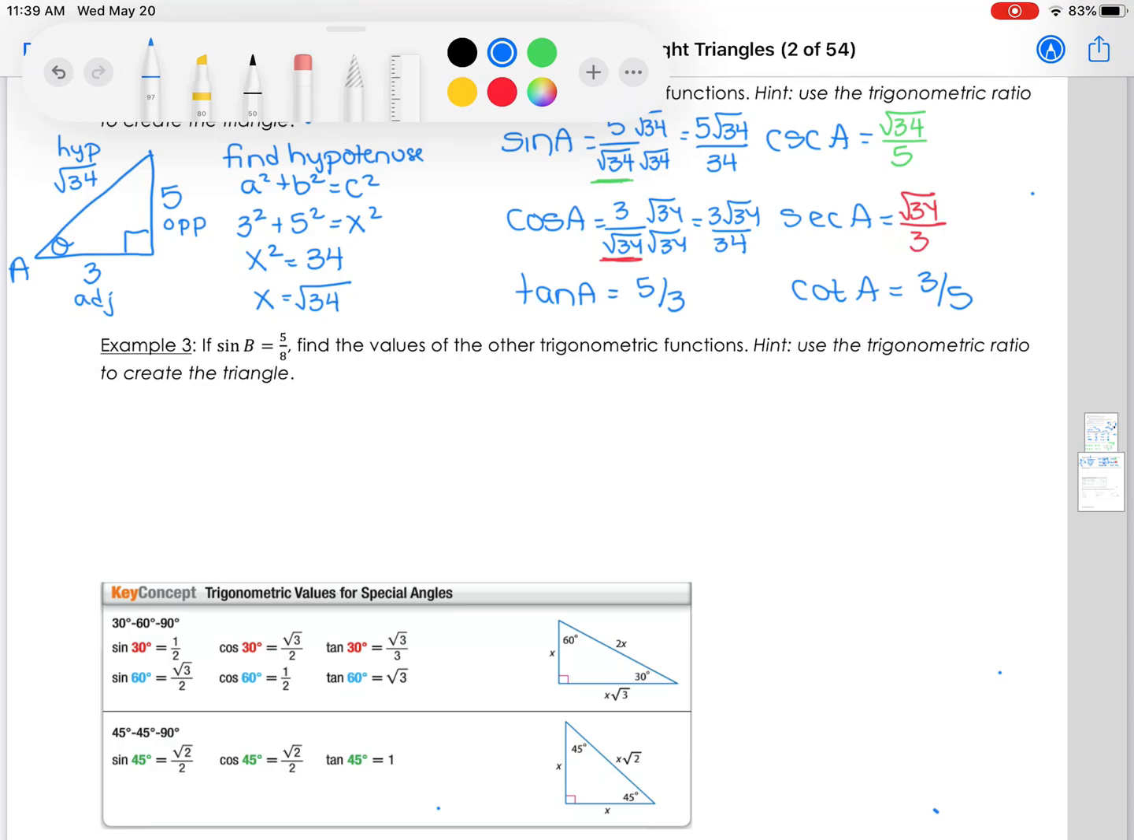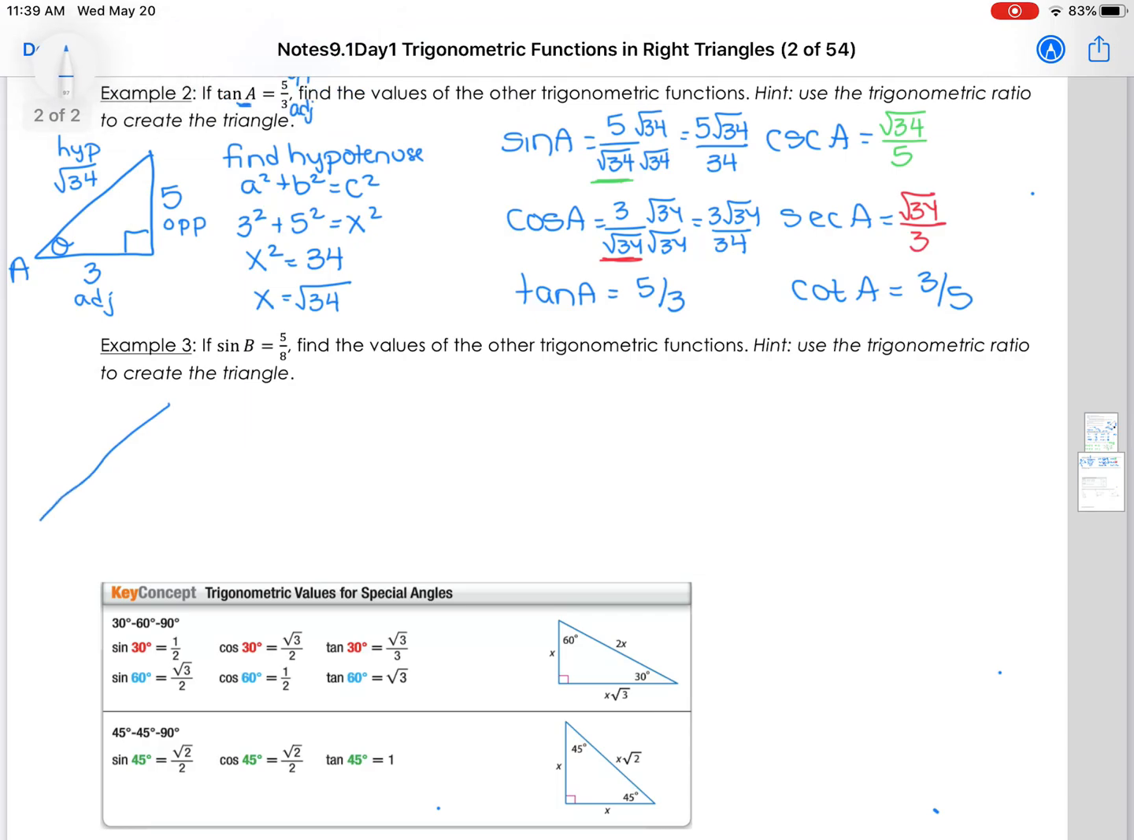All right, what I would do is I would pause the video and see if you can try the second one or the third one on your own, just because it is just like the one we went over, and see if you can get it.